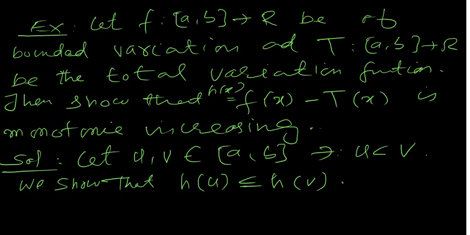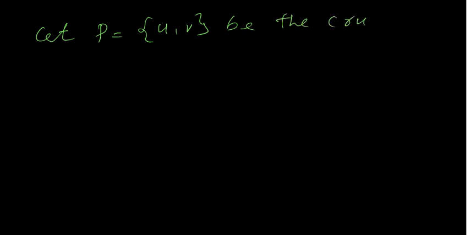So what we do, we take the crudest partition of the interval uv. Crudest means the partition which contains only 2 points, the end points of the interval. In general a partition contains more than 2 points, but it should contain at least 2 points, that's the end points of the interval.